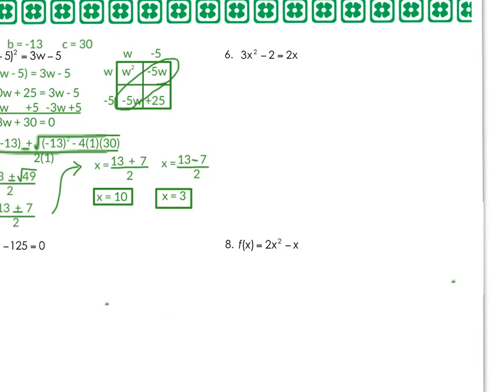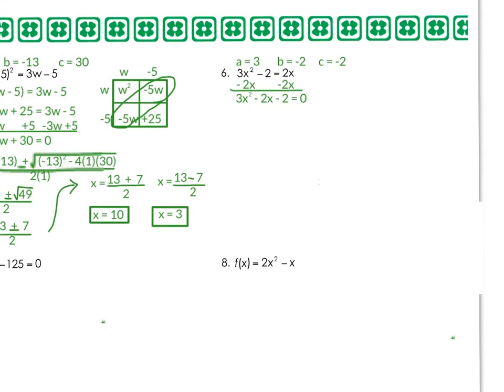Okay, so number 6, we have 3x squared minus 2 equals 2x. So the first step, we need to get it into standard form, which means I need to subtract the 2x over to the other side. Now I'm ready to go ahead and identify a, b, and c. My a value is 3, b is negative 2, and c is also negative 2. So then we're ready to go ahead and substitute them into the quadratic formula. Once we have substituted everything into the formula, then we just simplify. So our negative 2 becomes 2, plus or minus the square root of 28 over 6.